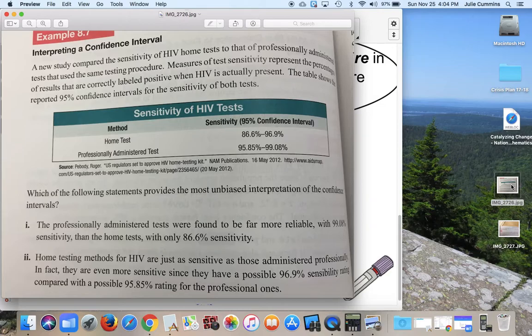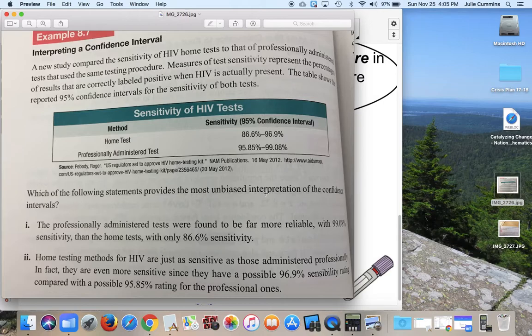So for a home testing method, the confidence interval for that sensitivity is between 86.6% and 96.9%. For the professionally administered one, like at a doctor's office or a hospital, it is from 95.85% to 99.08%. So we want to know which of these statements is the most unbiased interpretation. So which one of these is the best interpretation?